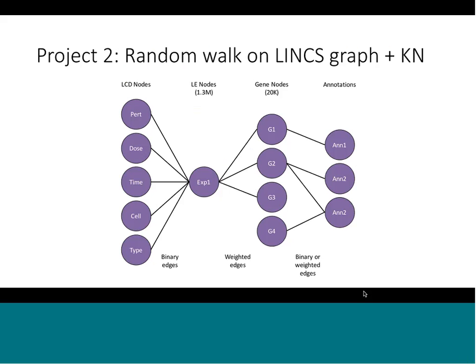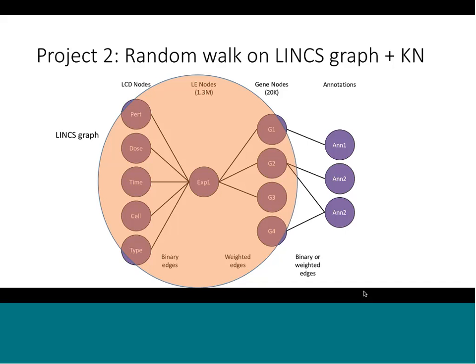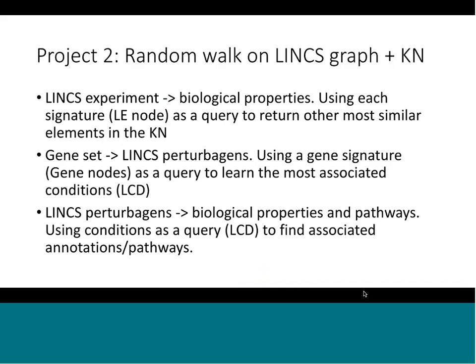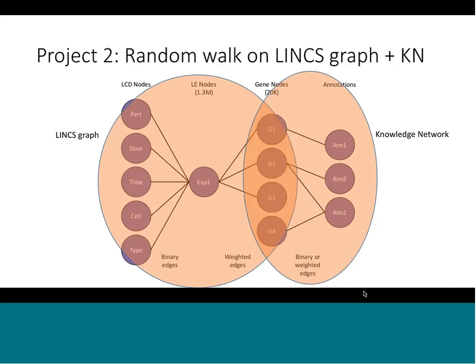So the second project that we have not yet made concrete progress on actually involves random walk on the links graph. I showed you this part in a slide earlier, where you had the links experiment nodes in the middle of this shaded area, the condition descriptor or meta nodes and the gene nodes on the left and right respectively. And then this is the knowledge network where you have the gene nodes connected to various annotations. The idea is to do random walk on this integrated graph to identify relationships.